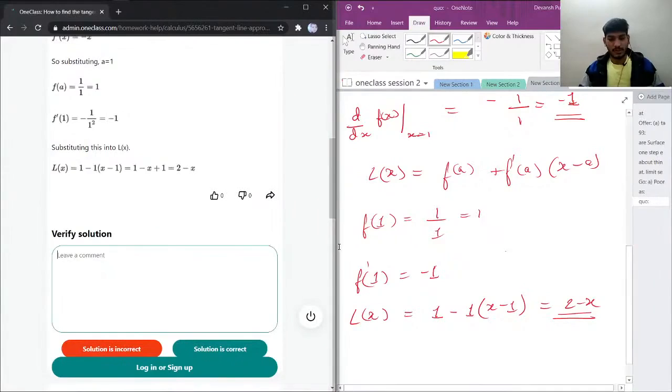So the solution given here is the correct solution. Great job.